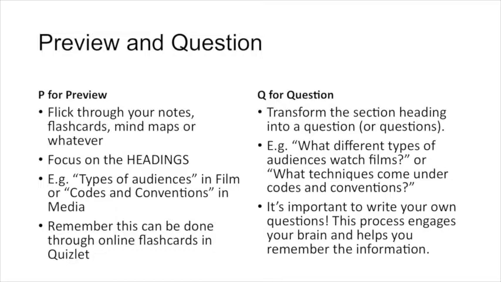After that, you've got Q. Q is question. So whatever your headings were and whatever your information was, try and put it into a question. For my types of audiences section, I might think about what different types of audiences watch film. For my codes and conventions section in media, I might think about what techniques come under codes and conventions, for instance in broadcast. And write down your answers. This is separate to the flashcards themselves. Write them down along with the questions.